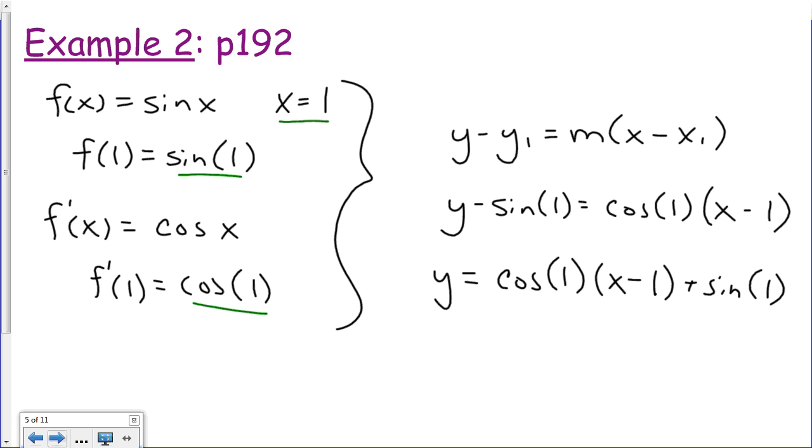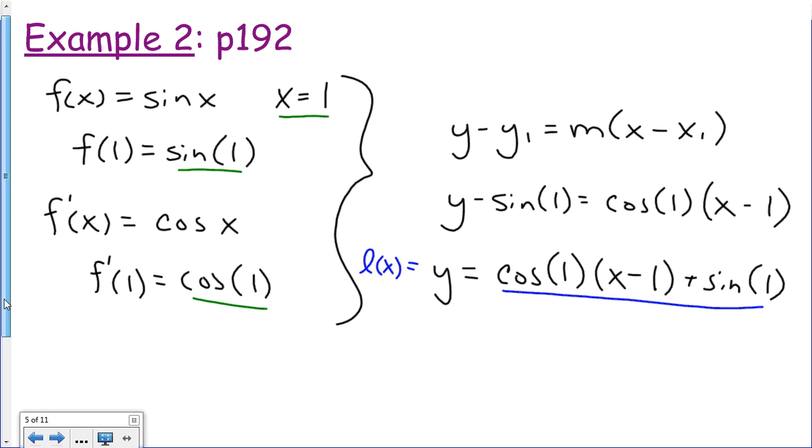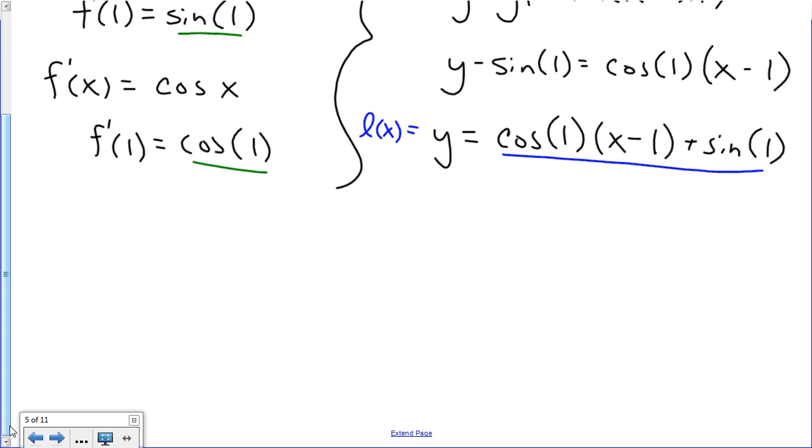In fact, let me go ahead and name this here. This is L of x in our problem, just so we can use that for the rest of this problem. So they're saying to approximate f at 1.02 by using the linear function. So in other words, what they're telling us is that f at 1.02 is approximately equal to L at 1.02.